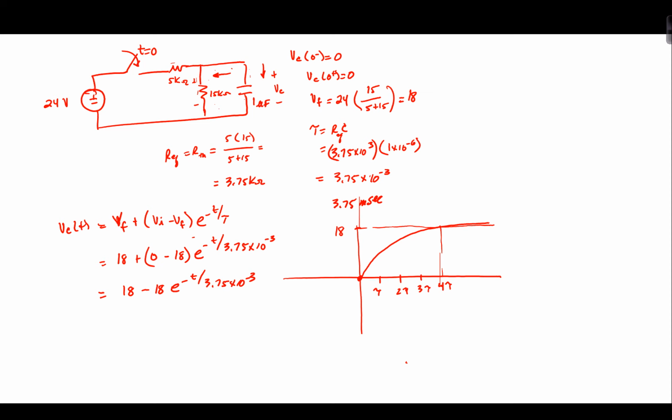So 4 tau would be 4 times 3.75 milliseconds. What is that? Let me get the calculator out here. 4 times 3.75 is 15. So out here at 15 milliseconds, that capacitor will be within 1% or so of its final value.